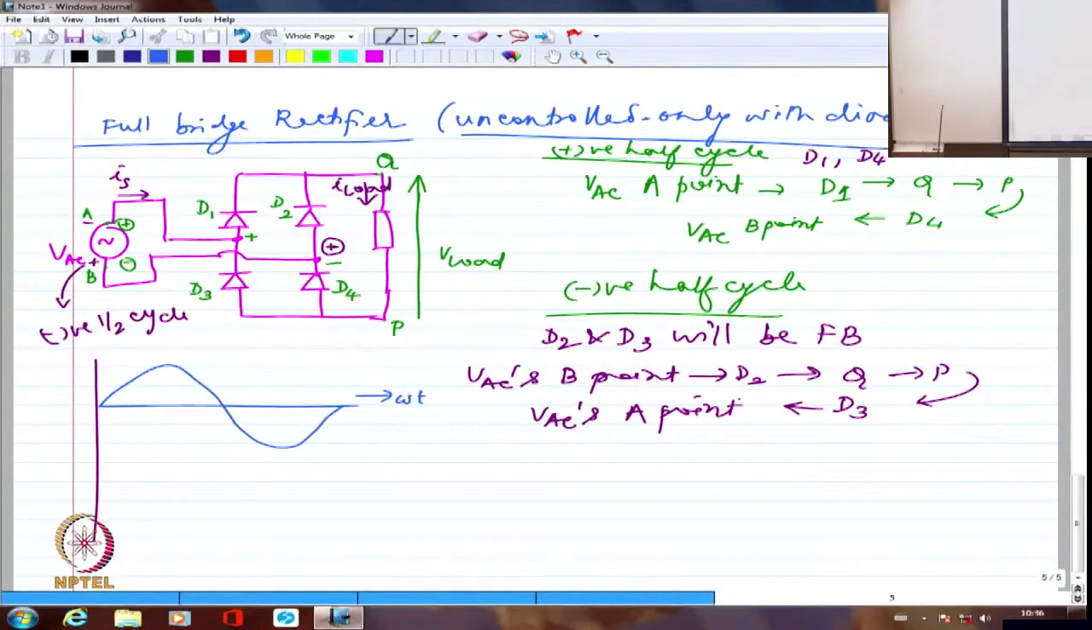Right? So I am going to have, probably during positive half cycle, the voltage as it is being reproduced. And during negative half cycle, again the same voltage being reproduced, but in the opposite direction. So, red color, whatever I have drawn, will be the voltage of the load. And blue color is VAC.